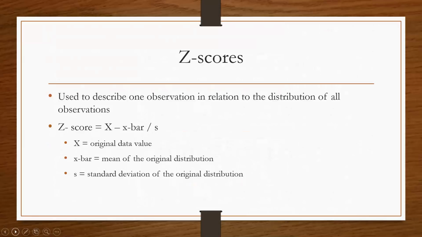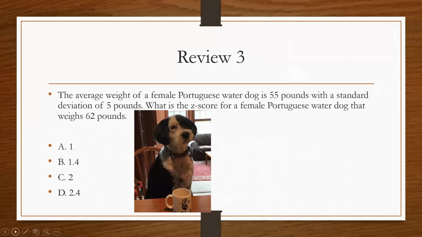And that brings us to everyone's next favorite stuff, z-scores. It's basically used to describe one observation in relation to the rest of the distribution. The z-score equals x minus x bar divided by s, where x is the original data value. Generally it's going to be the one that they give you. X bar is the mean of the original distribution, and s is the standard deviation.